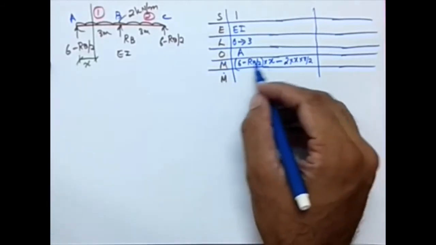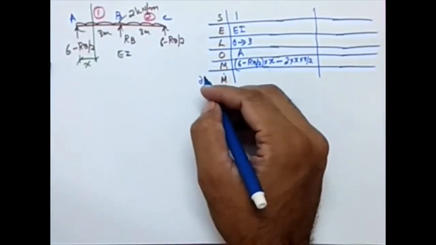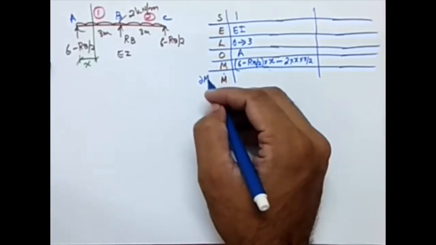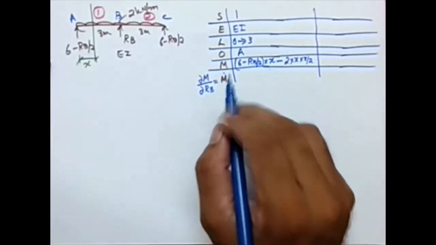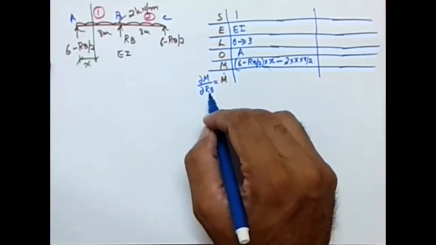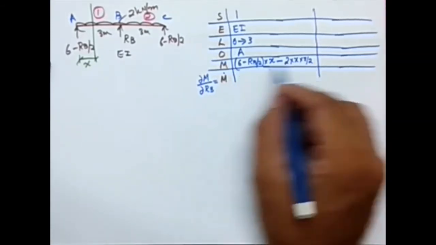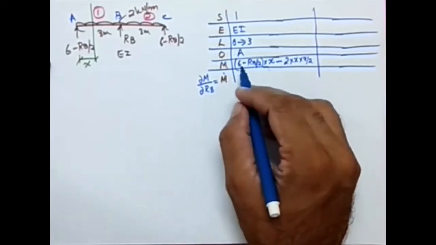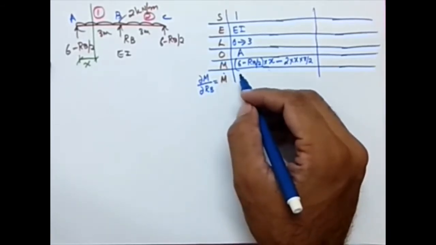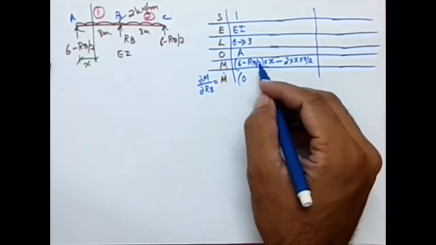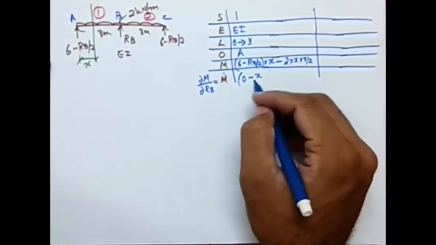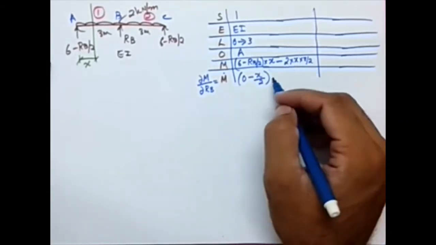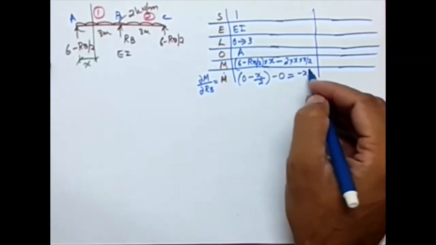Now, what is the differential of this? What is this M dot? M dot is basically dou M by dou RB, because the general equation is dou M by dou R, and in this case R is RB. So what will this become? What is the partial differential of 6 with respect to RB? It is 0. Then what about minus RB by 2 into x? When I differentiate it, I get minus x by 2. From the UDL term, I get 0. Basically it means minus x by 2. So that's for segment 1.